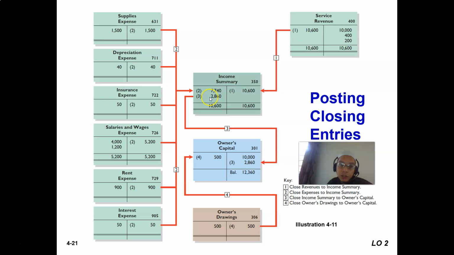Therefore, to close income summary, we debit it by the difference in the amounts, 2,860, and we credit owner's capital by 2,860. Because of that, it increases the balance of the owner's capital account. The fourth step is that we have an owner's drawing balance of 500. To close it, we credit owner's drawings and we debit owner's capital. So that's the illustration of how we post closing entries.